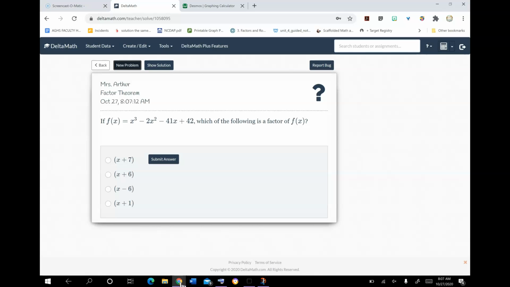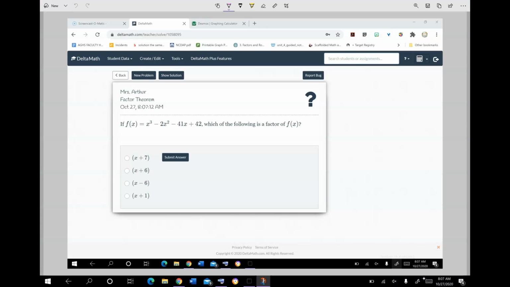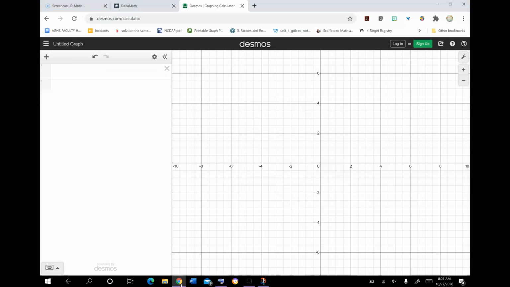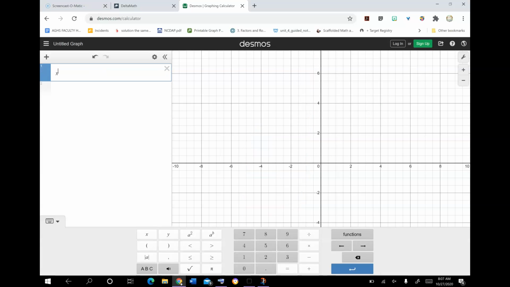All right, so again, this one wants to know which one is a factor. It's really important you're reading these directions today. So we'll know which one is a factor. In order to be a factor, you must cross. So I'm looking for who crosses. Where does this one cross? Let's take a picture and go to Desmos. We're going to type this one in. x cubed minus 2x squared minus 41x plus 42.